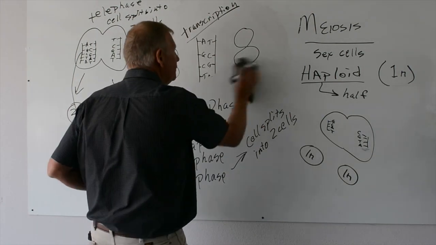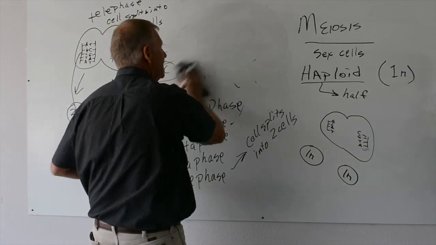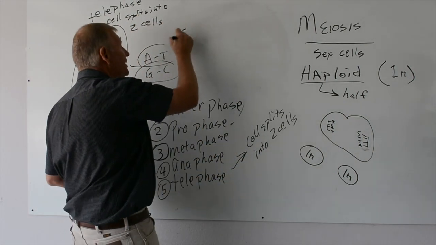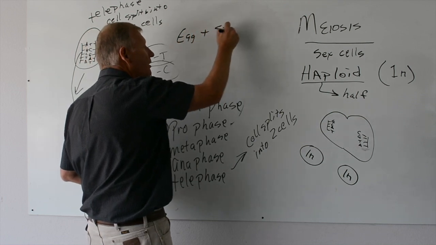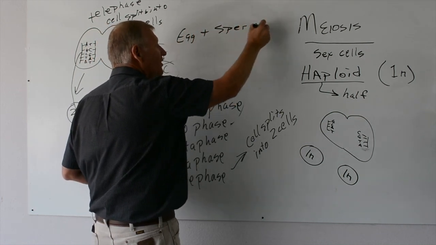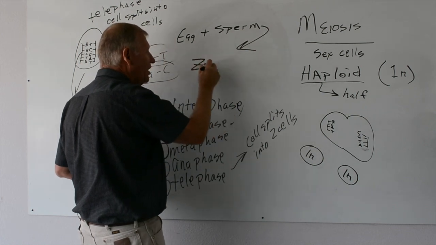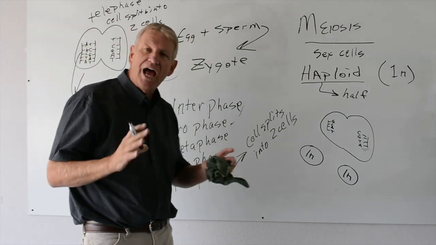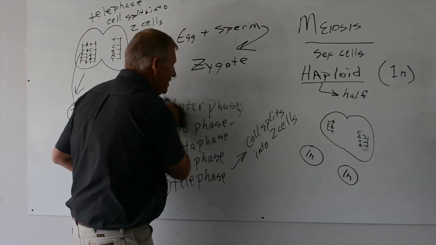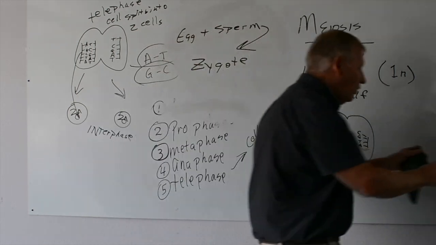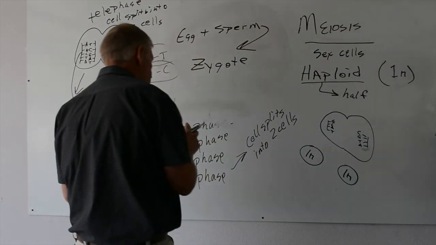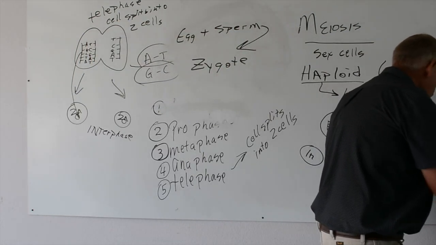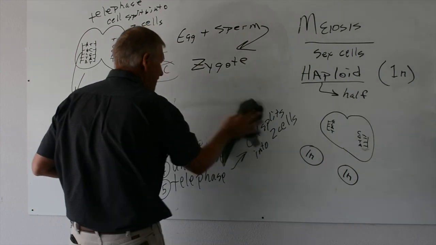So then when the egg and the sperm combine in conception, we have the egg plus the sperm. Together, they form what's called a zygote. A zygote is the resulting organism. So the zygote is a combination of the egg and the sperm.